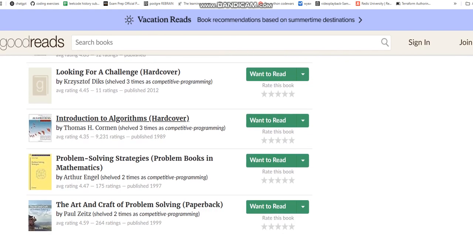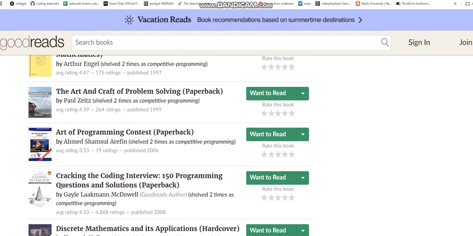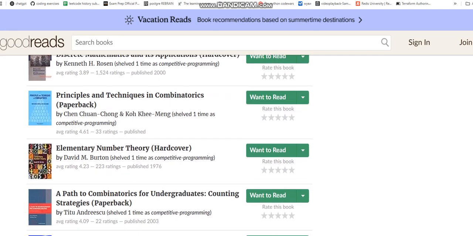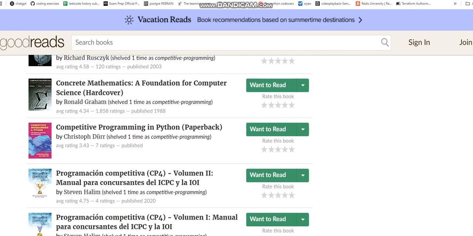You know about this book, Introduction to Algorithms. This is like the Bible of algorithms, right? It's by Cormen. I think I even have a paper cover. So yeah, there are lots of math textbooks that I actually want to read as well.